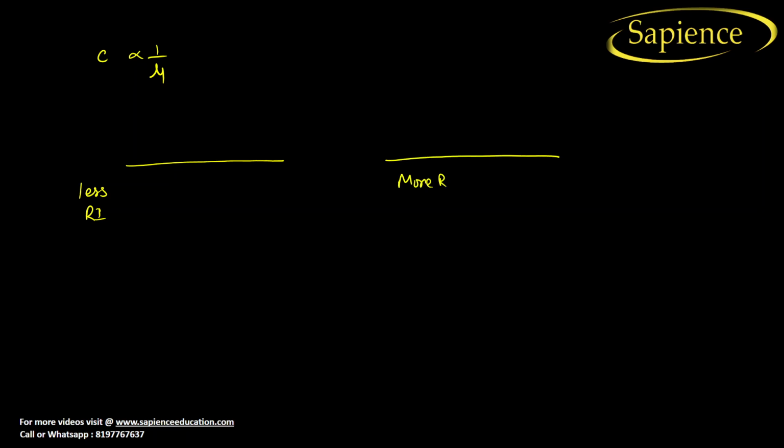So before that, what we have observed now is that critical angle is inversely proportional to the refractive index, right? Okay. Now let us take two refractive indices. This is considered as less refractive index values, and this is considered as more refractive index.